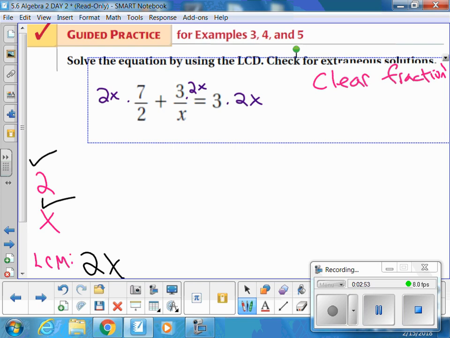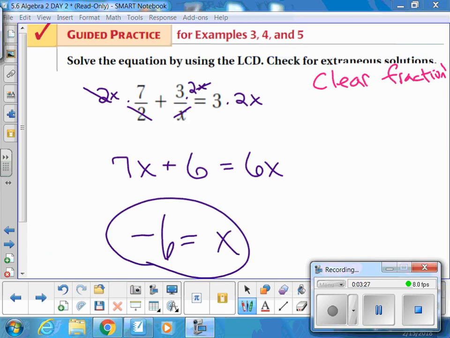So let's look at our first fraction. Will the 2 be able to cancel if I'm multiplying by a 2x? You betcha. So that first term would be a 7x. Look at our second term. Would this x cancel if I multiply by 2x? You betcha. I would be left with a 6. And then what would happen over on the right? There's no fractions to clear, so 6x. All right, I'll pause the video and let you guys finish that all by yourself. So our final answer is negative 6.